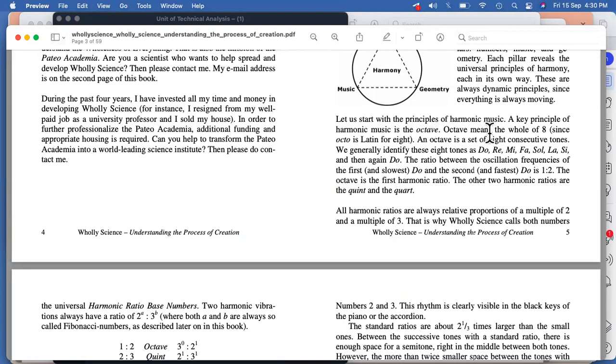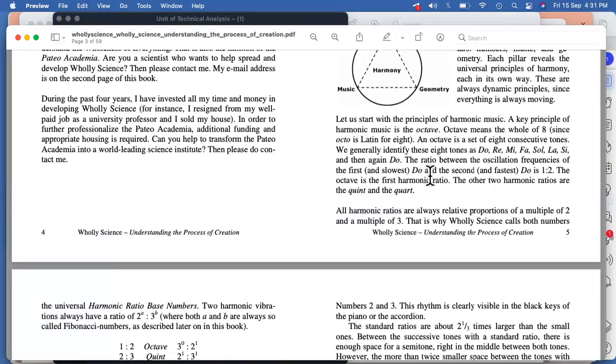So yes, octave is talking about 8. An octave is a set of 8 consecutive tones. We generally identify these 8 tones as do, re, mi, fa, so, la, si, and then again do. So it starts from do, it goes again to do, and yes, there is a specific ratio between this do and this do. What is that?